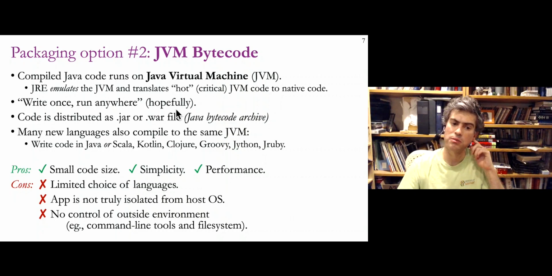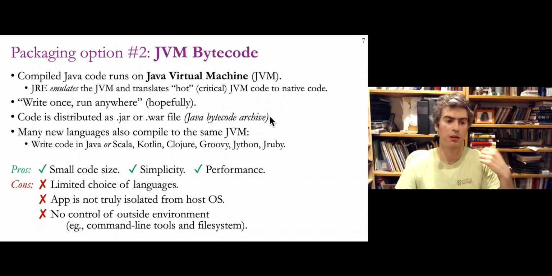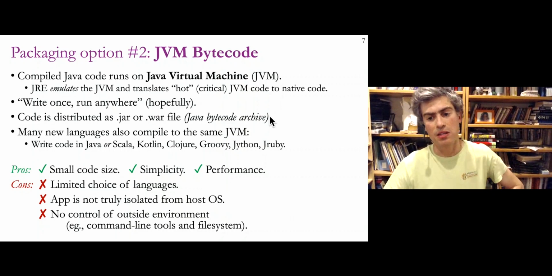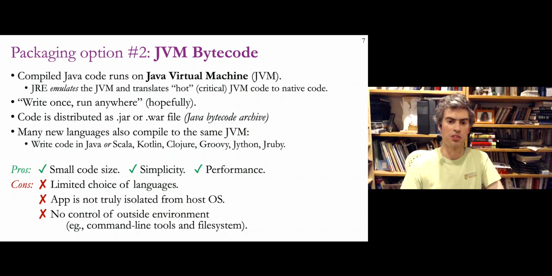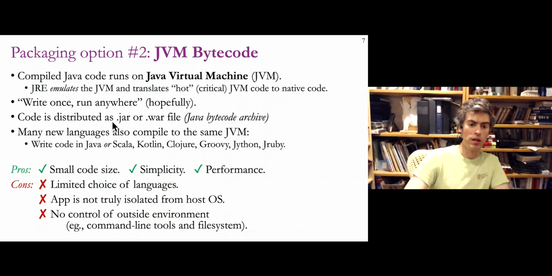So the purpose of this is to allow developers to compile code into a format that would be compatible with a single standard machine. So you have this single canonical machine, which is the Java virtual machine, that is emulated on any machine that you have. It's emulated by the Java runtime environment.